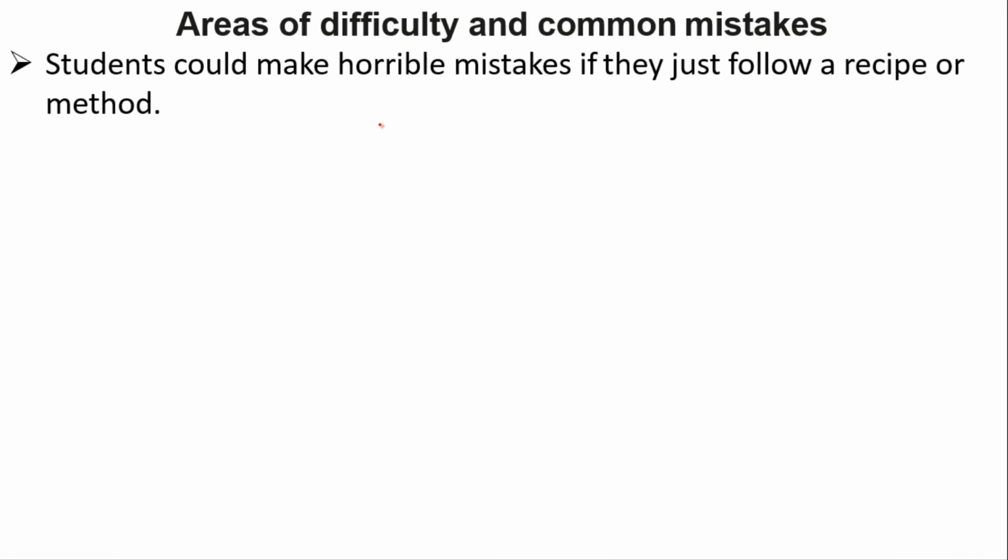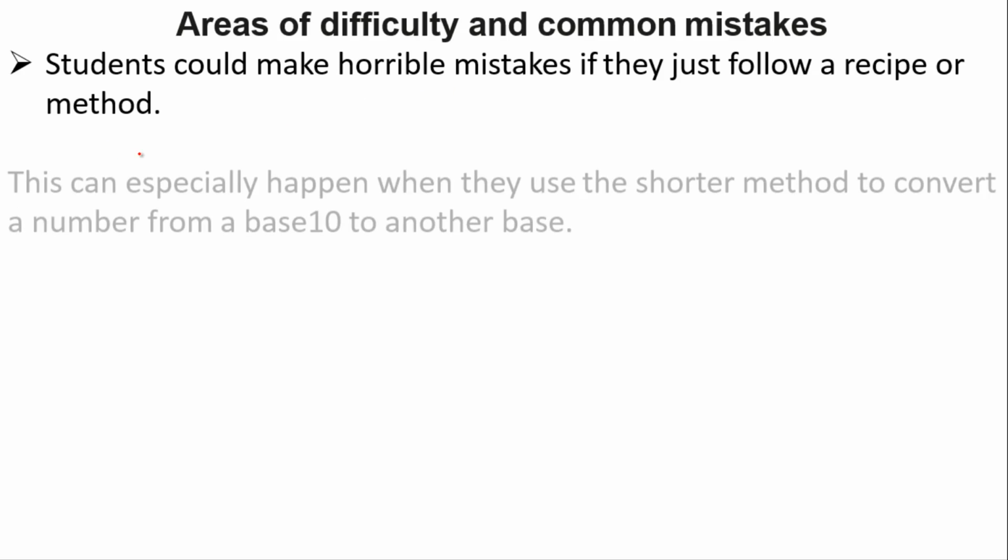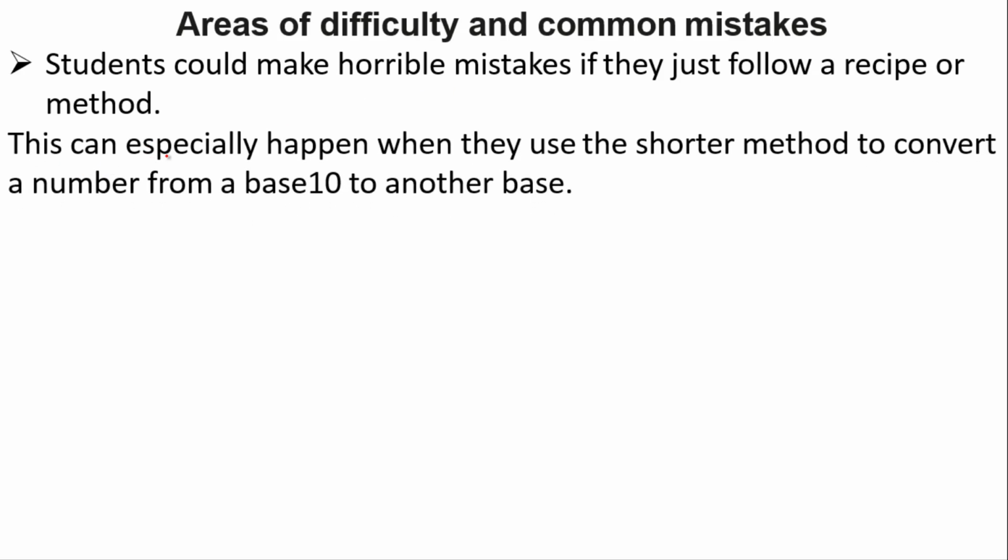Before I go into it, I'm going to share some areas of difficulty and common mistakes among the students. Students could make horrible mistakes if they just follow a recipe or a method. Therefore, you have to be very, very careful. This can especially happen when they use the shorter methods. To convert a number from base 10 to another base, you have to be careful when you're using a short method.